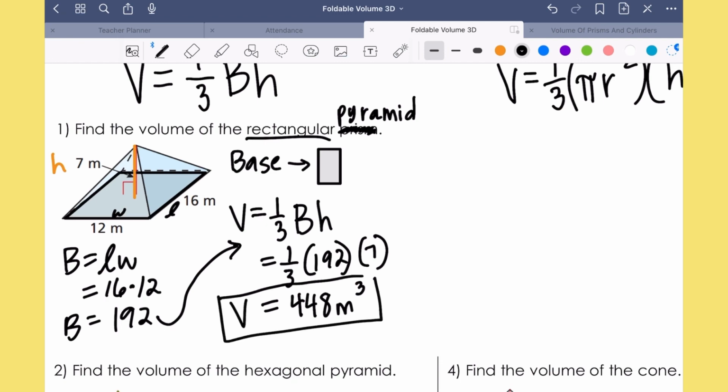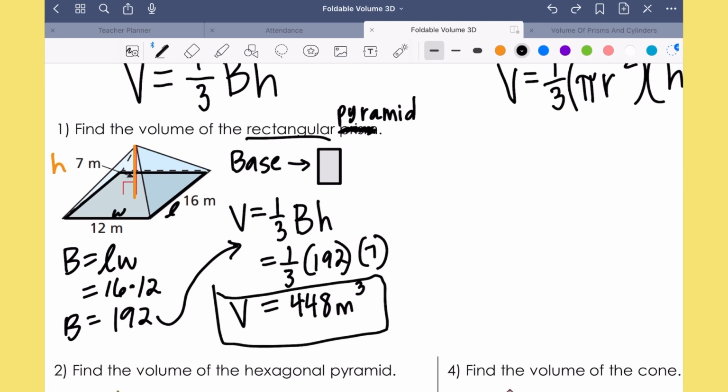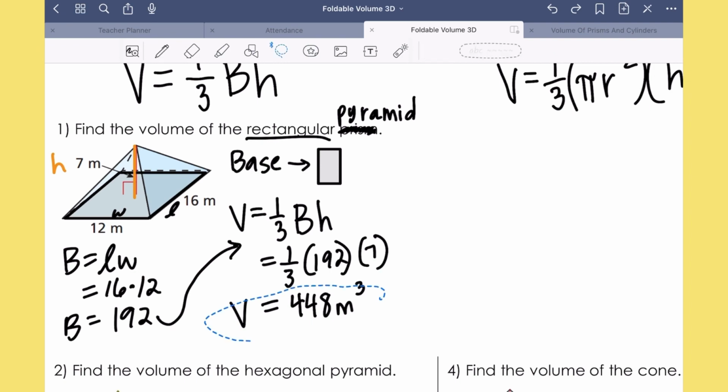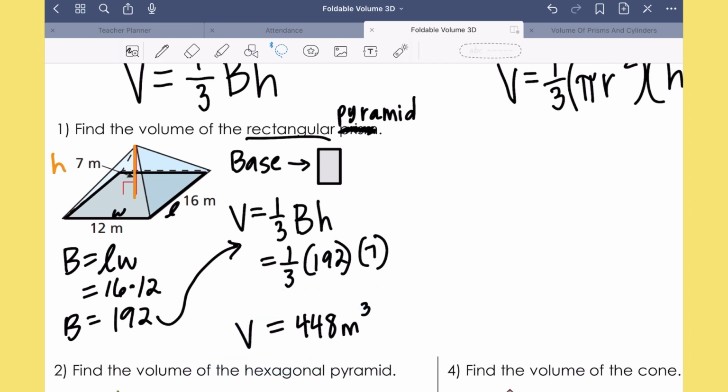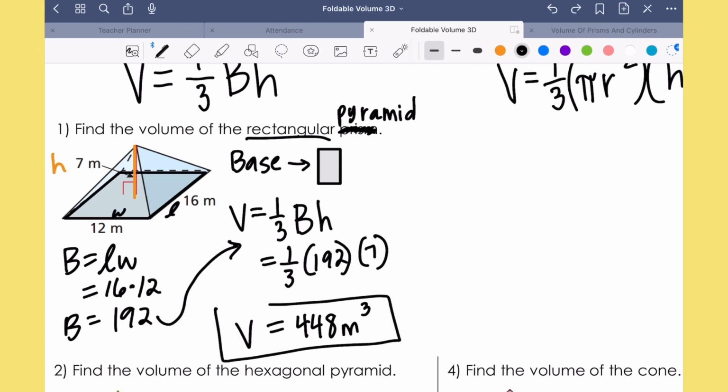Alrighty. So there is a pyramid. Oh my goodness, Ms. Hernandez will never make a perfect rectangle. Or will I? Nope. Oh my goodness. Okay, just circle your answer, box it. We're gonna do a cone now. Don't give up.